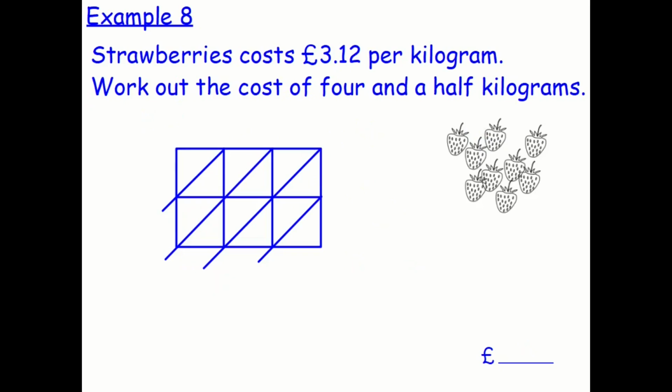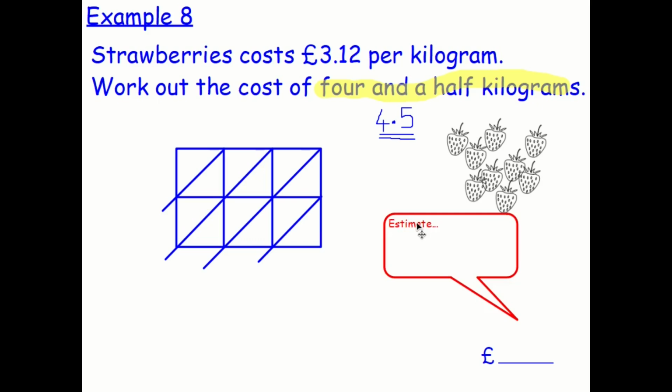Example 8. Strawberries cost £3.12 per kilogram. Work out the cost of 4.5 kilograms. Okay, so first of all we need to interpret 4.5 kilograms. What does 4.5 kilograms mean? It looks like this in terms of digits. 4.5 is 45.